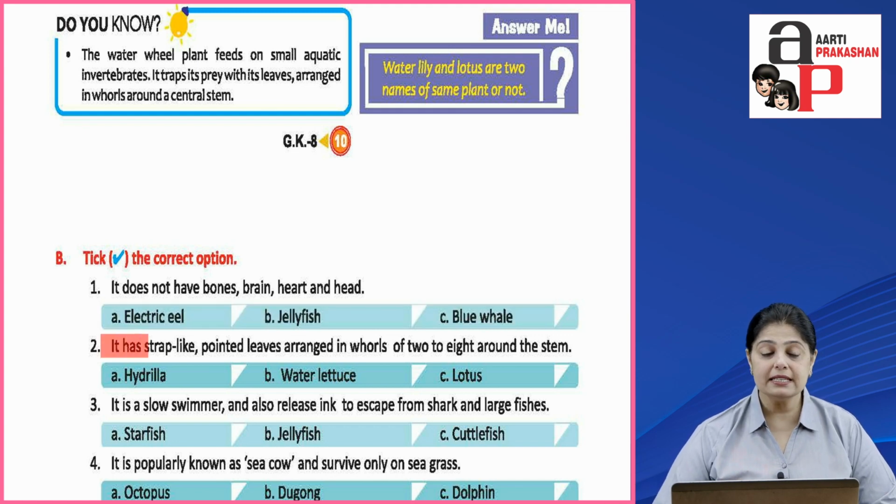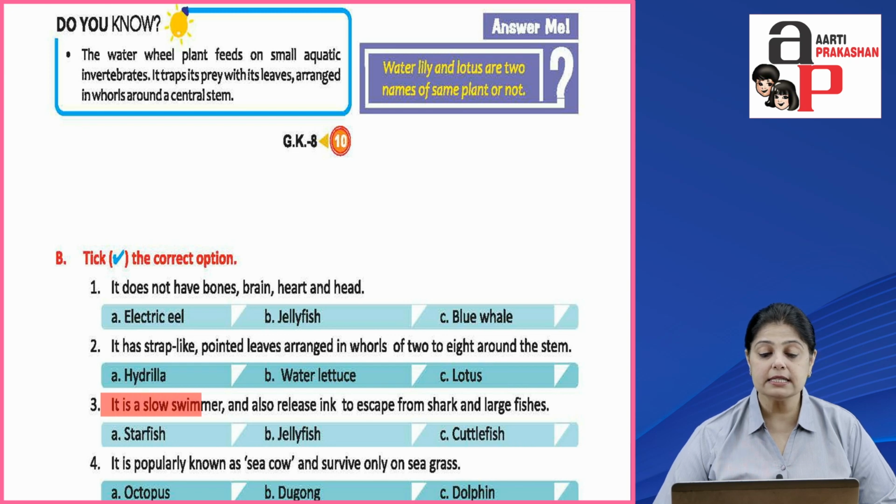Next is, it has strap-like pointed leaves arranged in whorls of 2 to 8 around the stem. Is it a hydrilla, water lettuce, or a lotus? And the right answer is, it is a hydrilla.